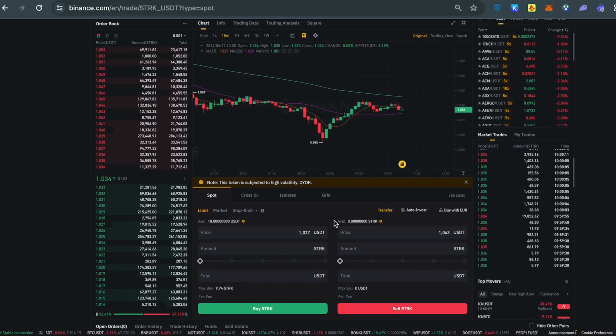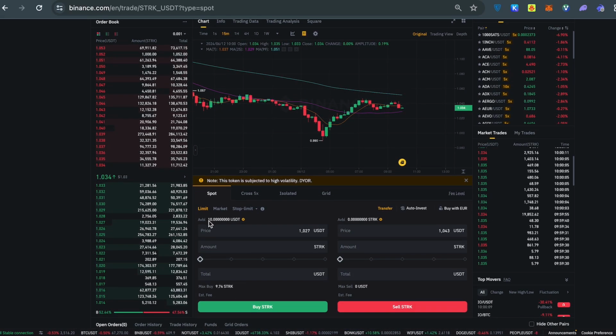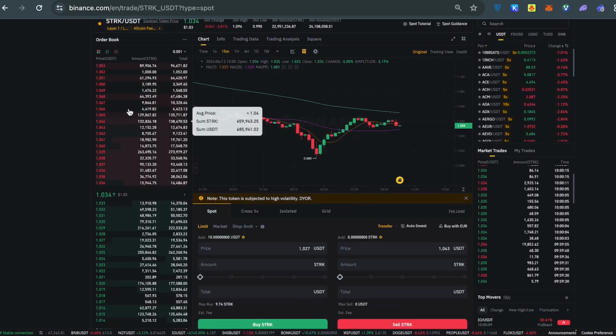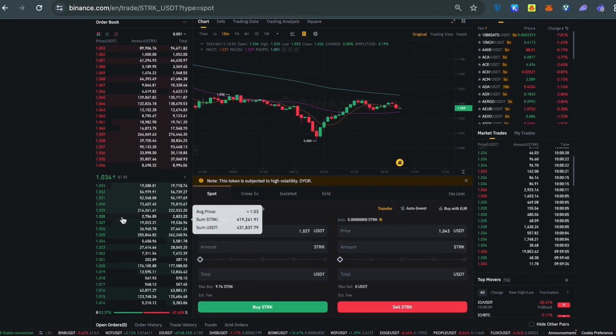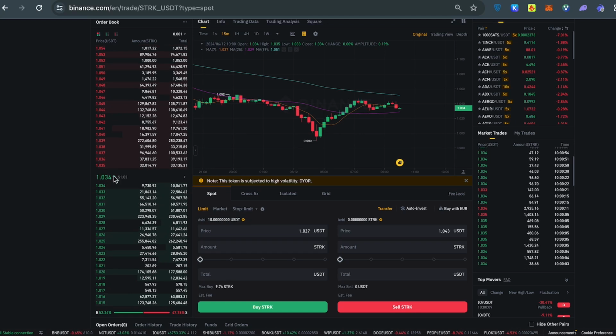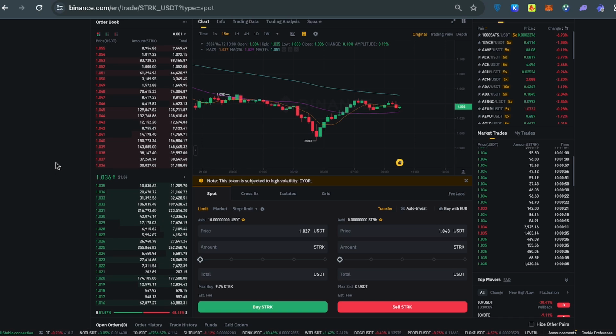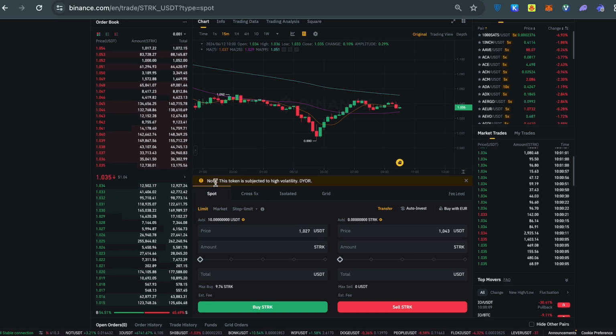So let's start with the limit order. I have a round number like $10, just for example. This is the order book to sell, and this is the order book to buy. The price in the middle is just the average price we can see now in the market on the spot. Once again, on the futures, the price can be kind of different. Here's a note from Binance: this token is subject to high volatility, so do your own research.